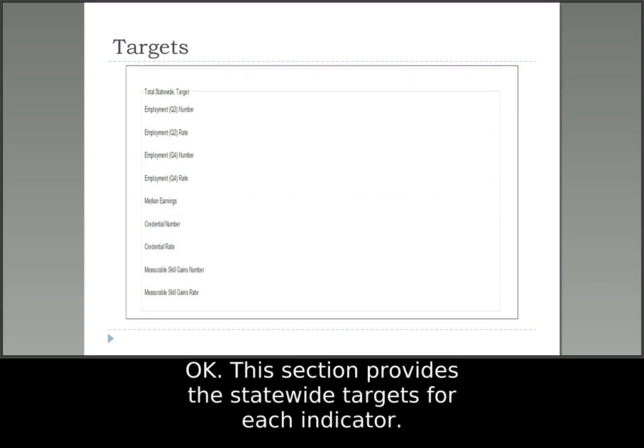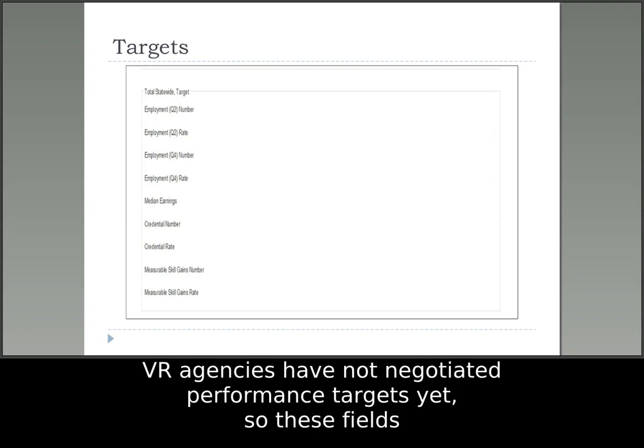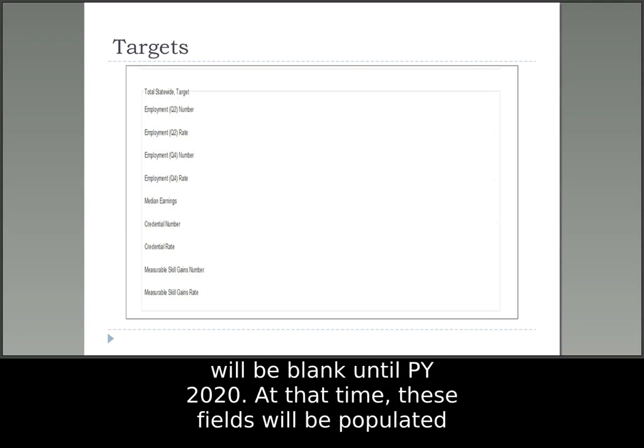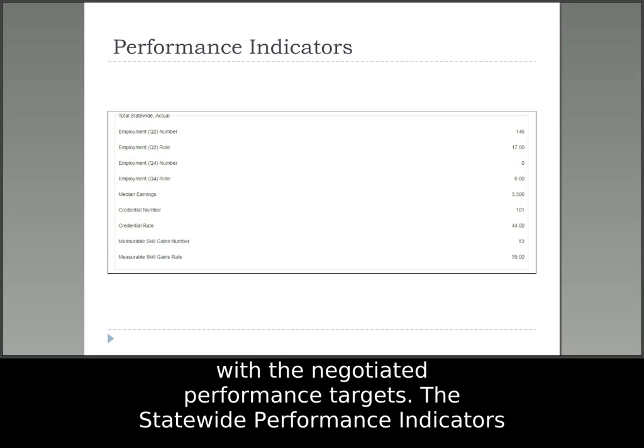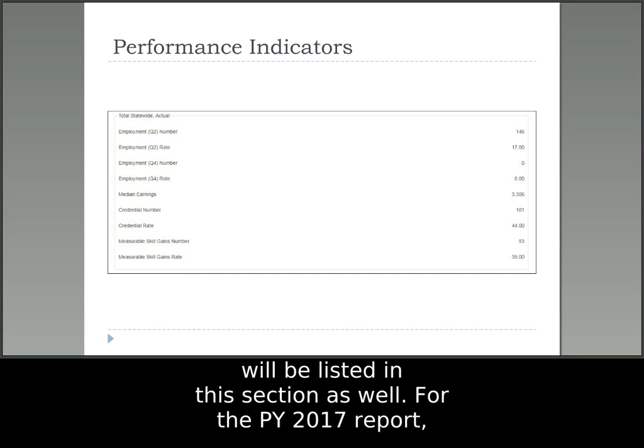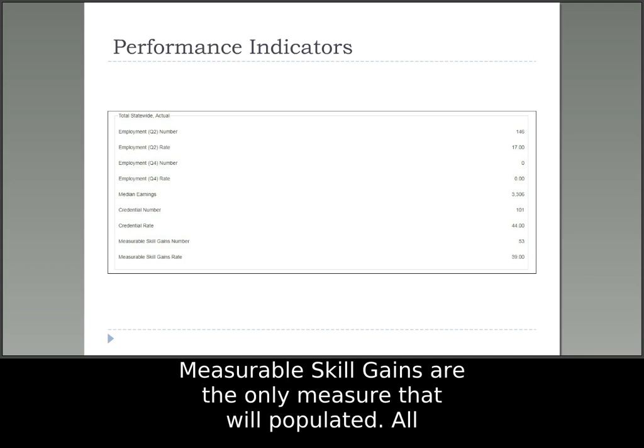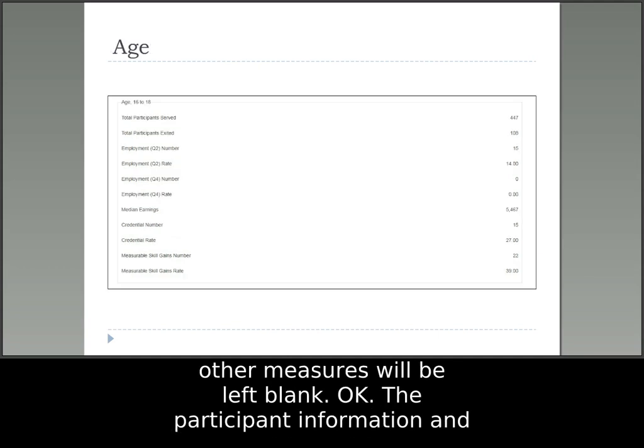Okay. This section provides the statewide targets for each indicator. VR agencies have not negotiated performance targets yet, so these fields will be blank until PY 2020. At that time, these fields will be populated with the negotiated performance targets. Okay, the statewide performance indicators will be listed in this section as well. For the PY 2017 report, measurable skill gains are the only measure that will be populated. All other measures will be left blank.